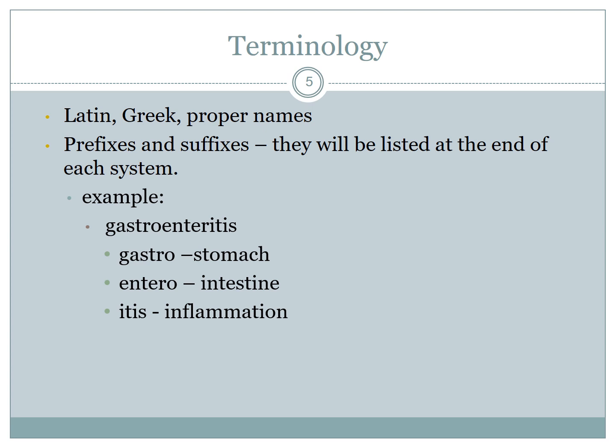Here's an example. Take the term gastroenteritis. Gastro is the word root for stomach. Entero is the word root for intestine. Itis is a suffix for inflammation. When we dissect this word, kind of start at the end at the suffix and then go back to the two word roots. So you would say gastroenteritis means inflammation of the stomach and intestine.